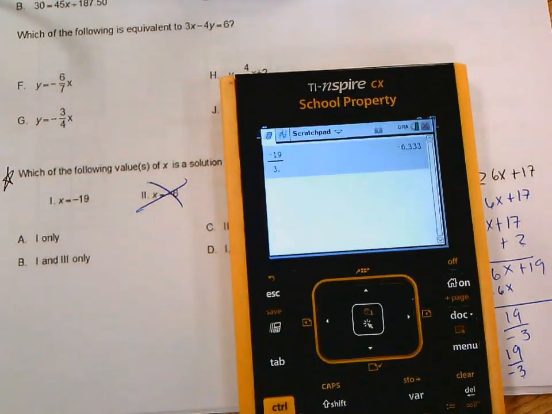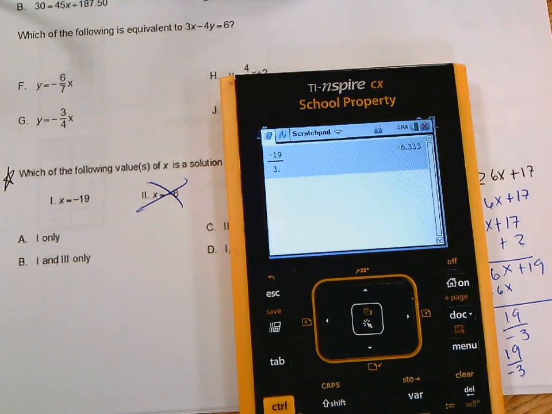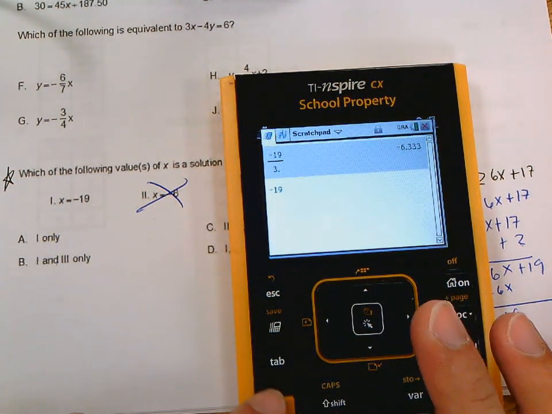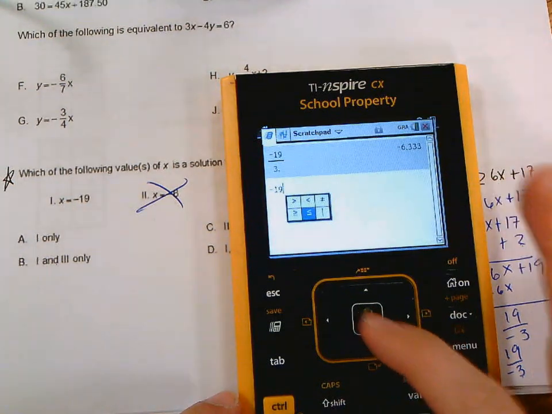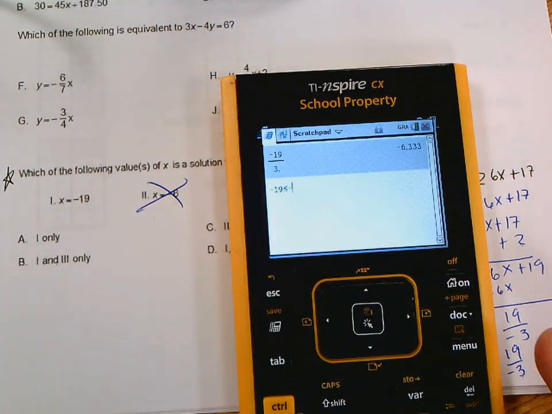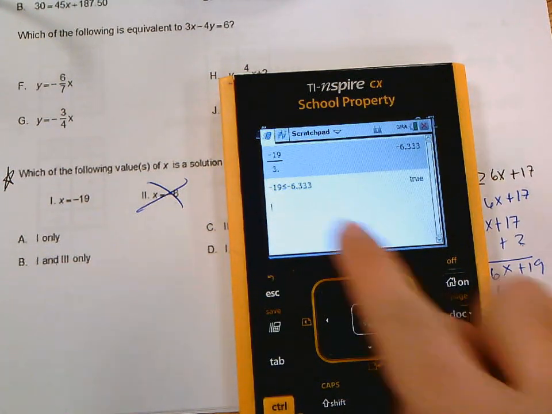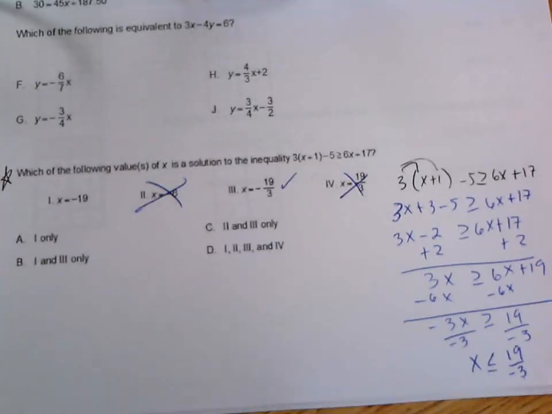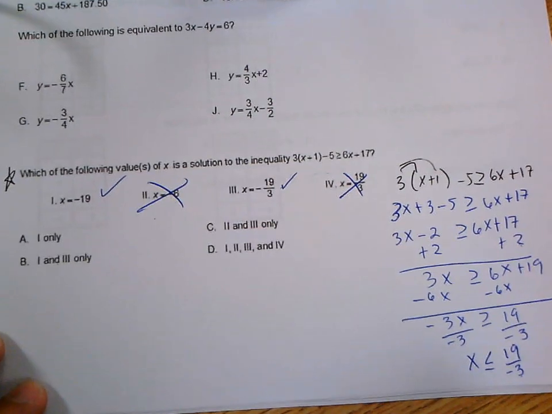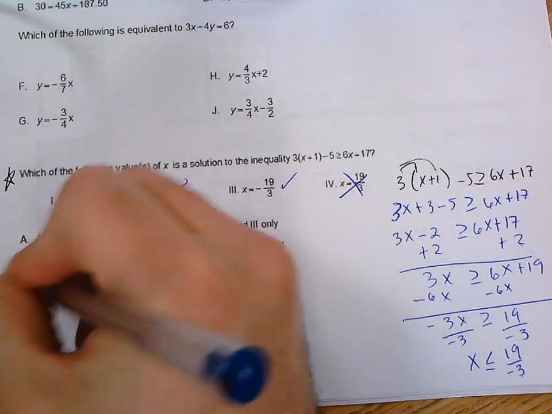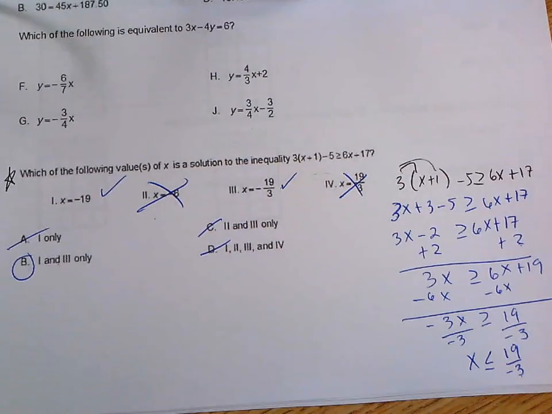And if you're confused about that, you're like, how is negative 19 less than negative 6.333? Well, you can just put it here on the calculator. Is it less than or equal to negative 6.333? In case you don't know your number line. Well, it is true, so therefore it is also correct. So my answer will be letter B. That's the correct one.